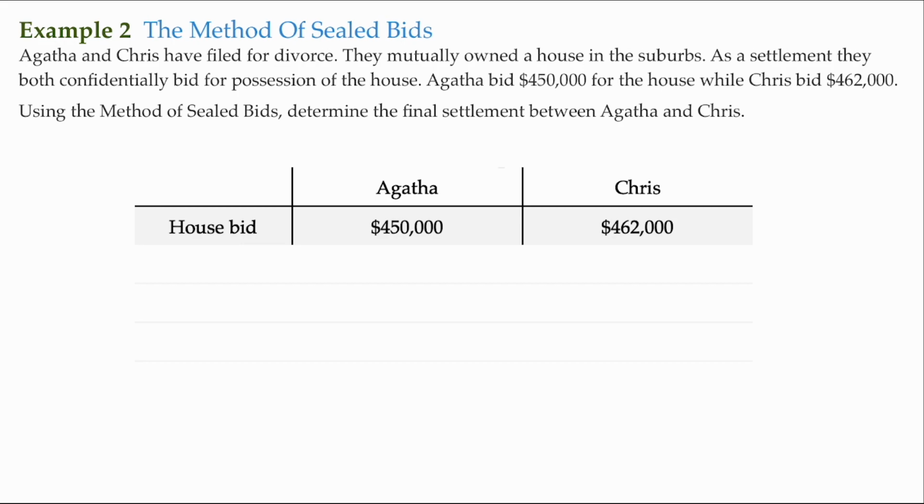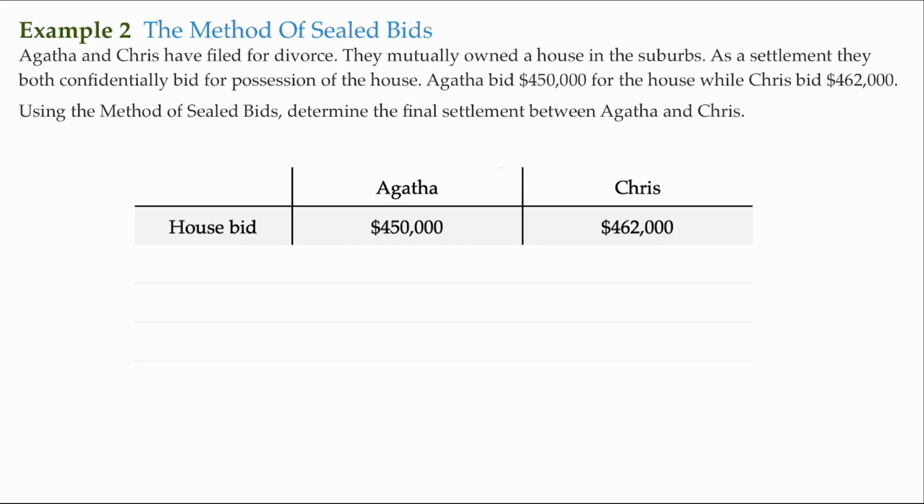So we will continue with this example for the method of sealed bids. It says, Agatha and Chris have filed for divorce. They mutually owned a house in the suburbs. As a settlement, they both confidentially bid for possession of the house. Agatha bids $450,000 for the house, while Chris bid $462,000 for the house. Using the method of sealed bids, determine a final settlement between Agatha and Chris.